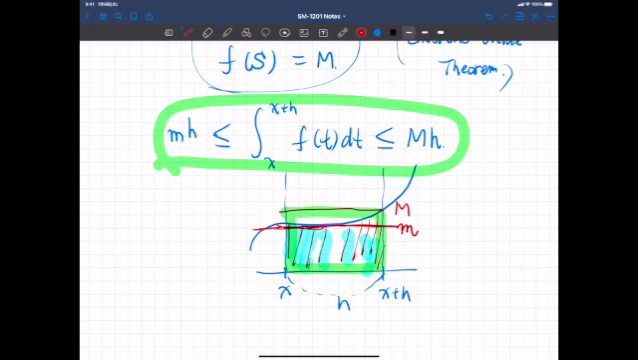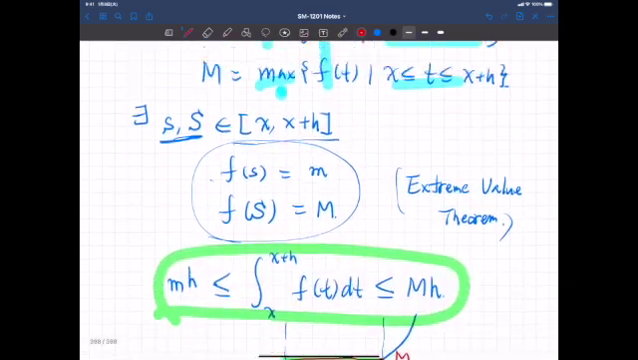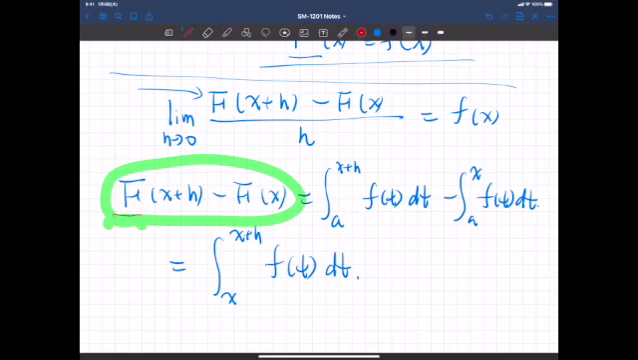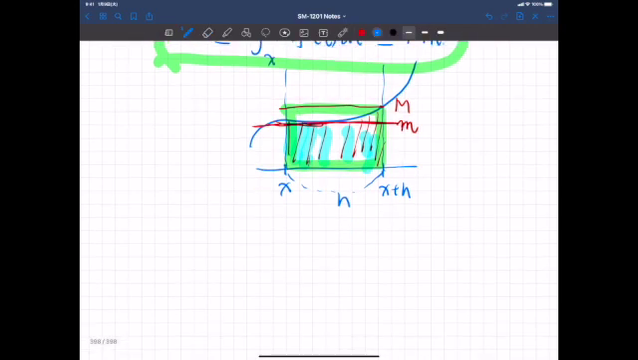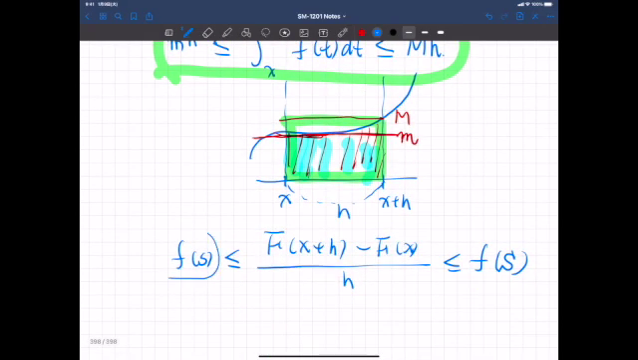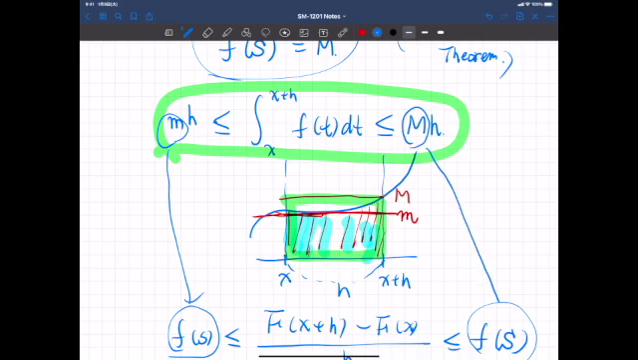Okay, so because of this, this integral is equal to, wait a minute, this quantity, so this difference of these functional values. So therefore, if you divide both sides by h, we have f of s, and F of x plus h minus F of x over h, and f of uppercase S. Remember the way we define this value. So this is equal to this lowercase m, okay? And this is equal to this uppercase M.